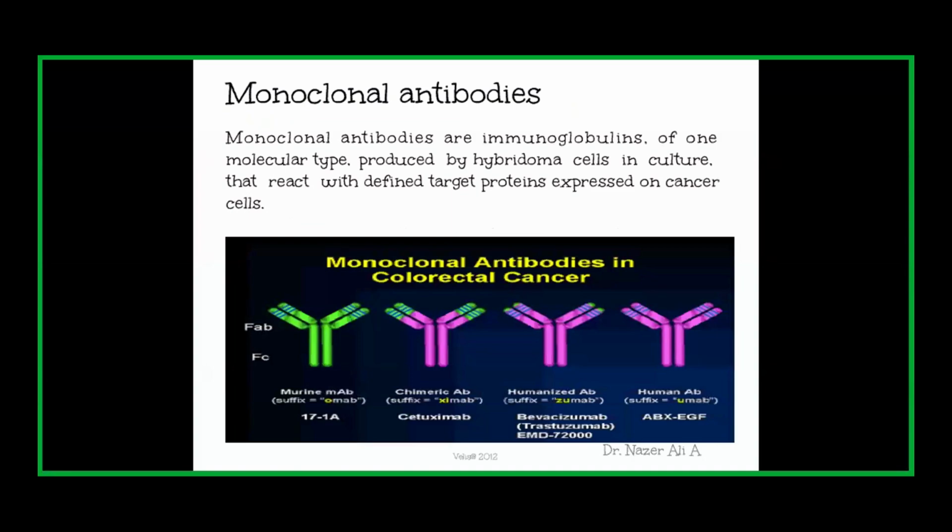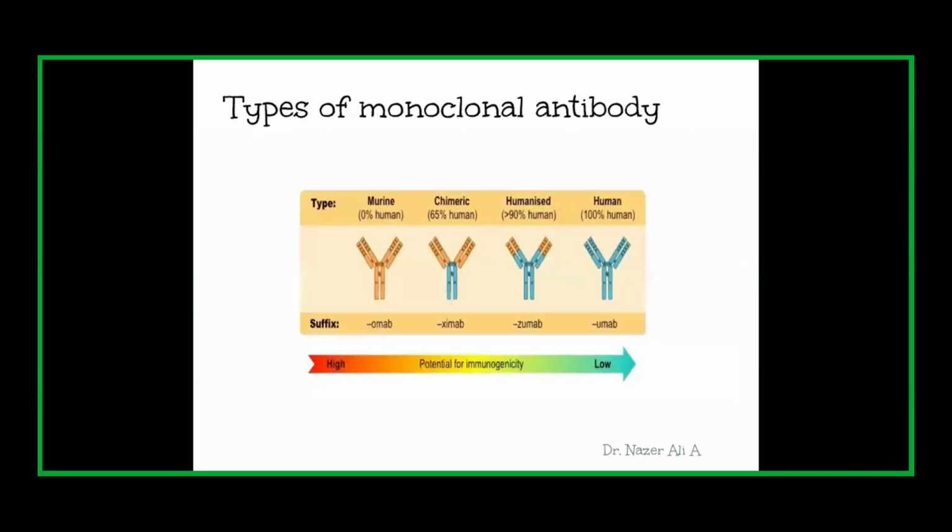So what are monoclonal antibodies? They are immunoglobulins. They are produced by hybridoma cells in culture. We have various types of monoclonal antibody: murine, chimeric, humanized, and fully human. Murine means it is from the mouse, so 0% human. If it is made completely from the mouse, it is called murine. The monoclonal antibodies which are murine will end with the suffix omab. If you look at the drug, it will end with omab.